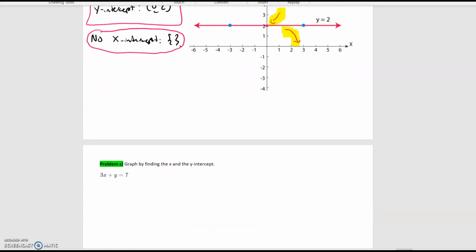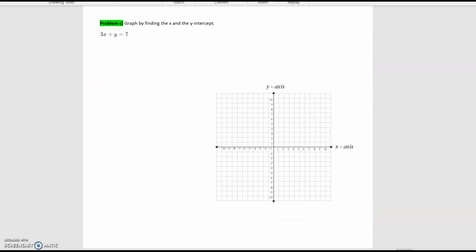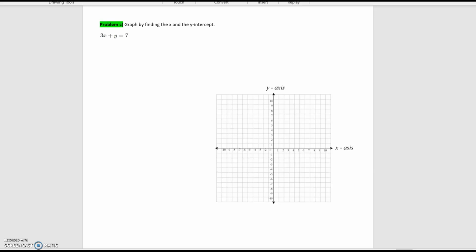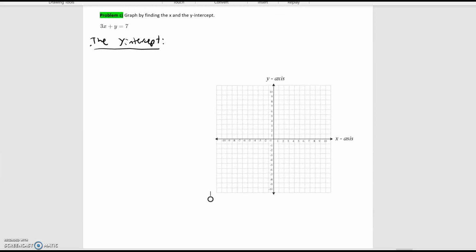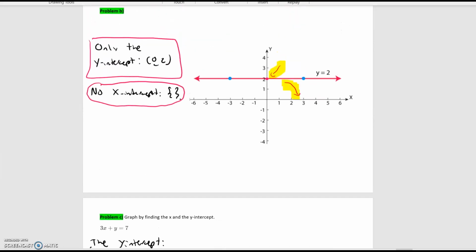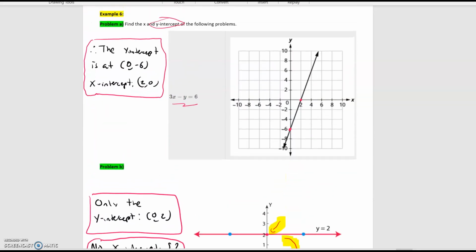Okay, let's take a look at another problem. And here they want us to graph by finding the x and the y intercept. So let me start with the y intercept. Your y intercept is going to be at the coordinate point where the x's are equal to 0. So we're looking at technically this point here. When x is 0, that's your y intercept, and same thing here. When x is 0, that's going to be your y-intercept.